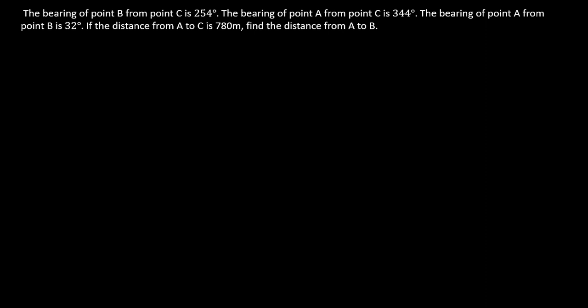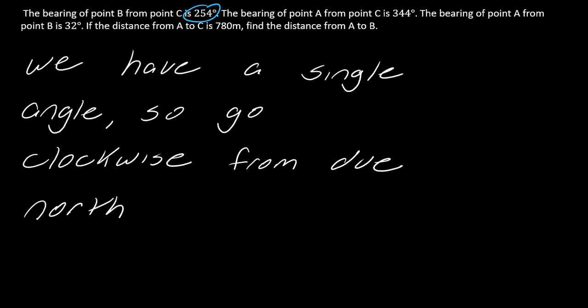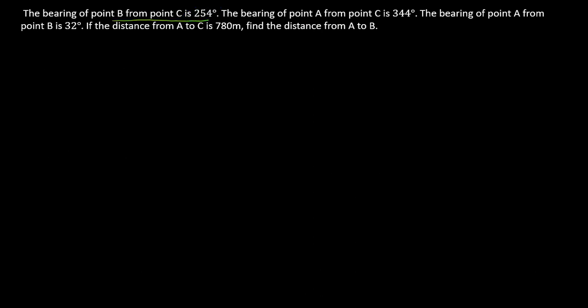So this one actually has a lot going on with it. First things first, before you do anything else, you want to figure out what type of bearing problem this is. The thing to notice is that we have this single angle. It doesn't have any other directions. So what this is telling us is that from each one of these points, we're going to go clockwise from due north. So let's just get started.